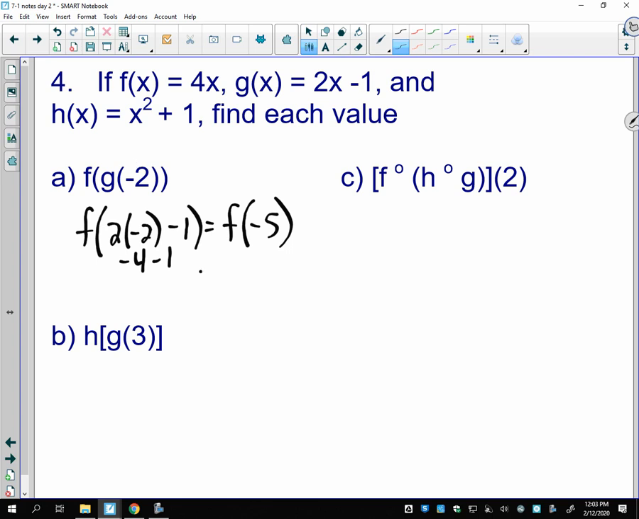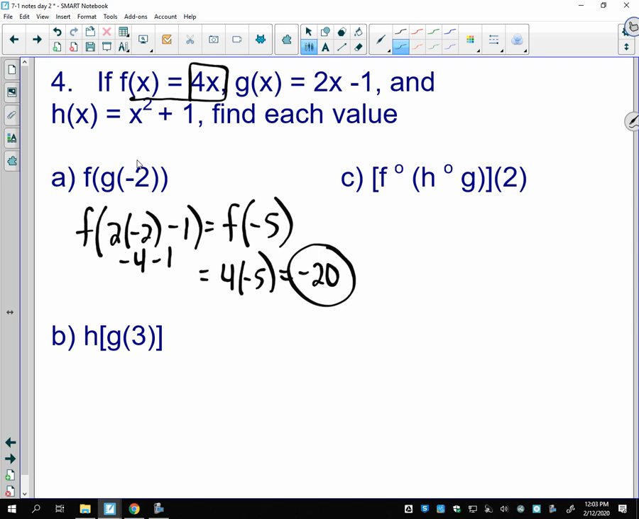And f of negative 5 means up here in the f function, I'm going to replace that x with negative 5, and I get negative 20. So your final answer is the answer to the whole problem. Don't give me the in-between answer. So what about if we did this one? So I want you to try it first and tell me what you get, and then we'll check it here.